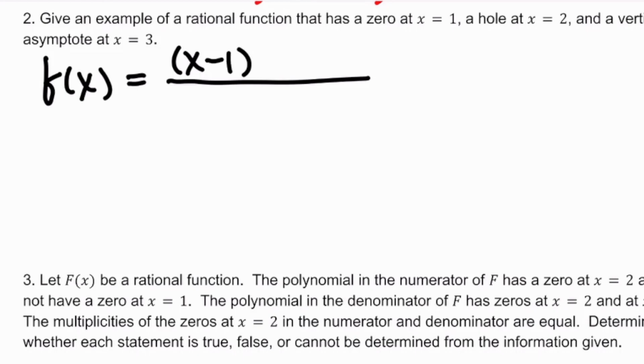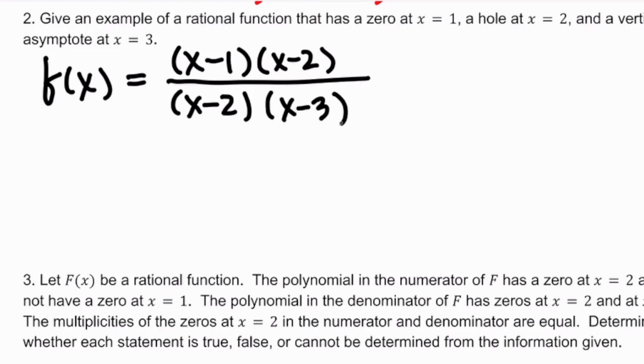A hole at x equals 2. Well, we get a hole when we've got the same factor on top and bottom. And then a vertical asymptote at x equals 3. A vertical asymptote is going to be a 0 of the denominator that's not also a 0 of the numerator, and that would be x minus 3. So that one will go in the denominator only. And this is an example of a rational function, right? We don't need to worry about any leading coefficients or anything; that fits the description. We're good. Let's move on.